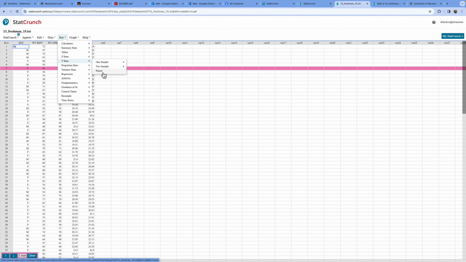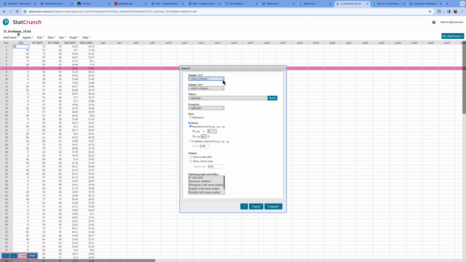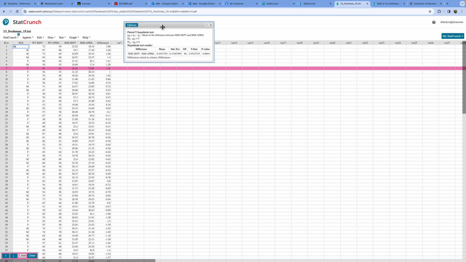using tstat, go down to paired. So my first measure is going to be BMI for September. My second is going to be BMI for April. And I can save the differences. I think that's actually a pretty good idea because it gives you a visual and a context. And then we're going to carry out the hypothesis test where the mean difference is equal to 0. So we're actually just testing to see if the difference from September to April, that population mean, is different than 0? Again, based on sample data. So I hit select or I compute.